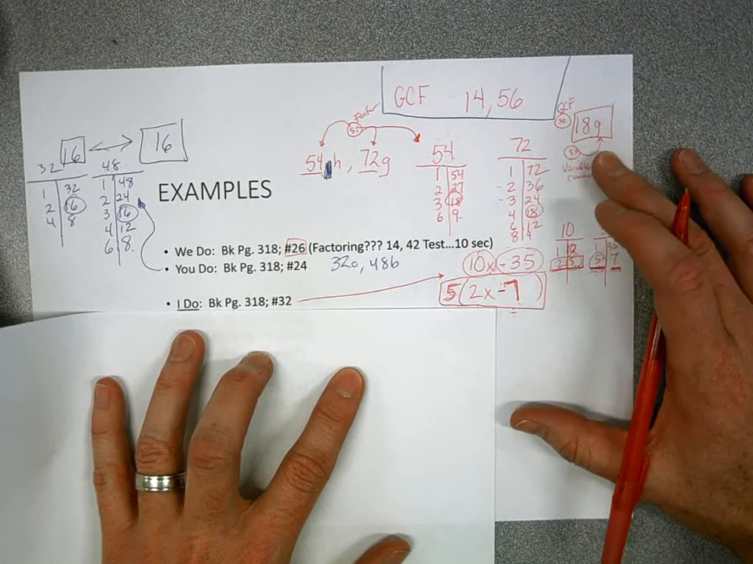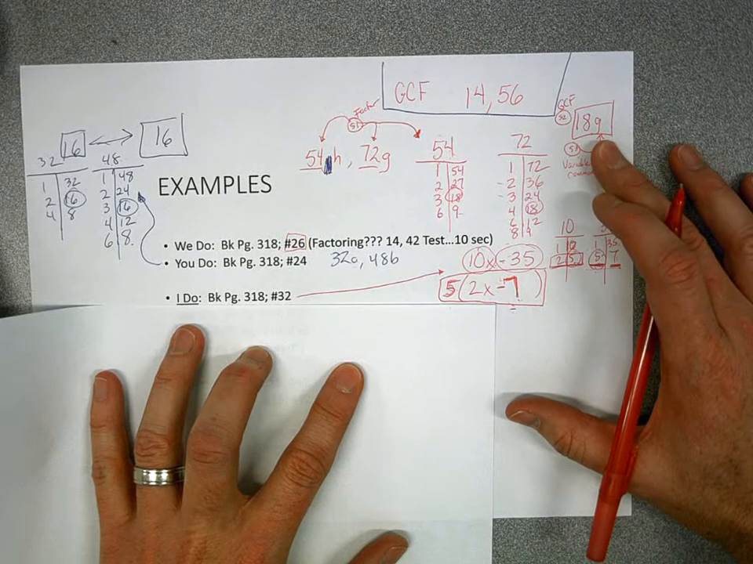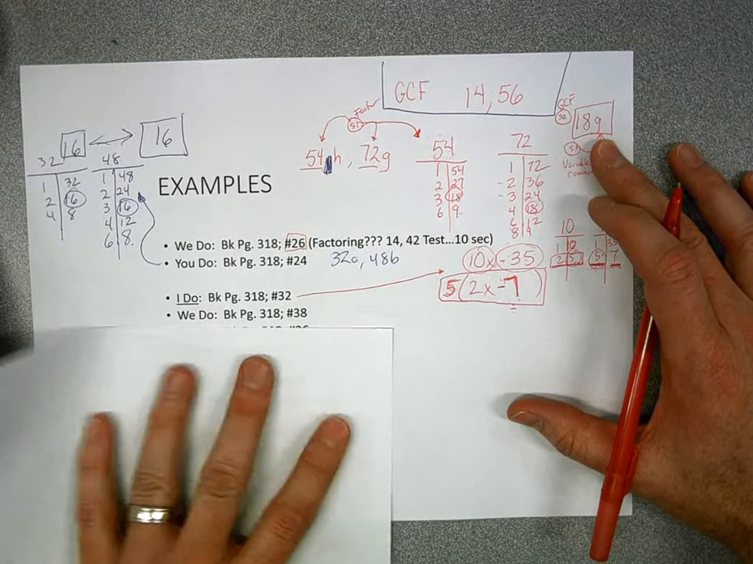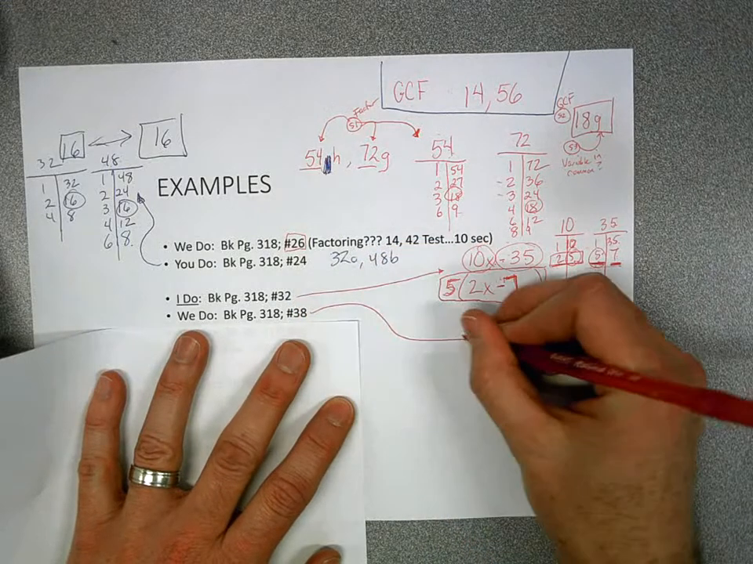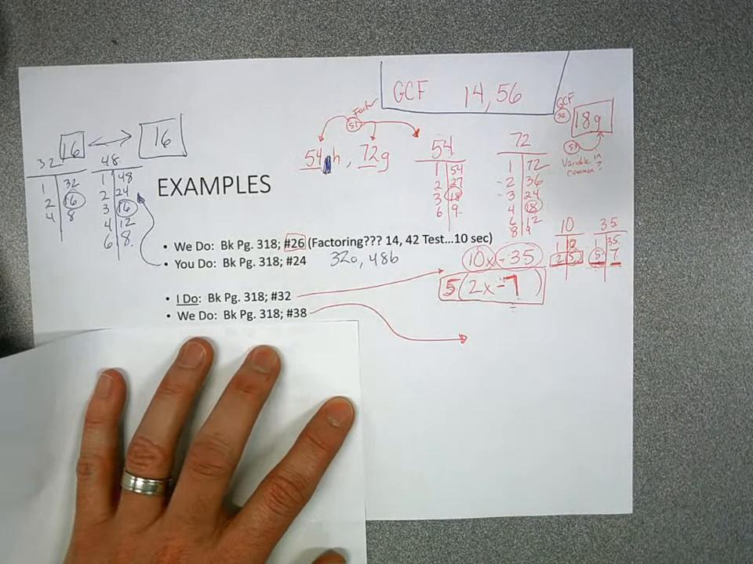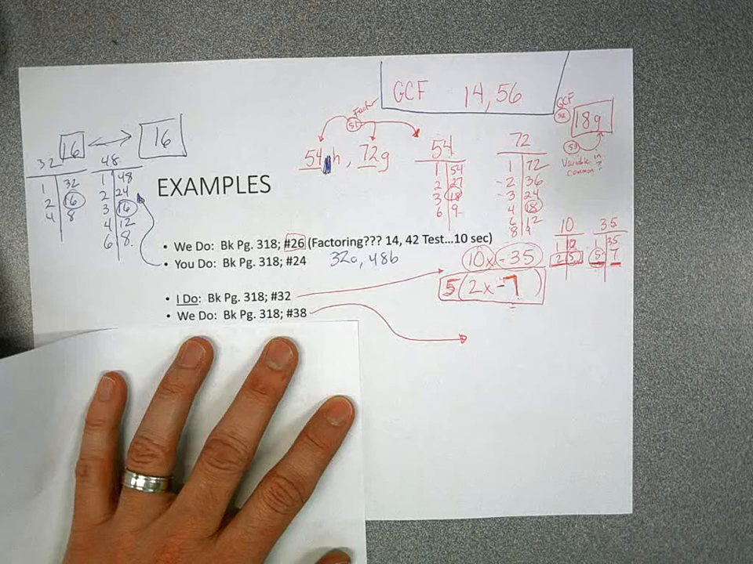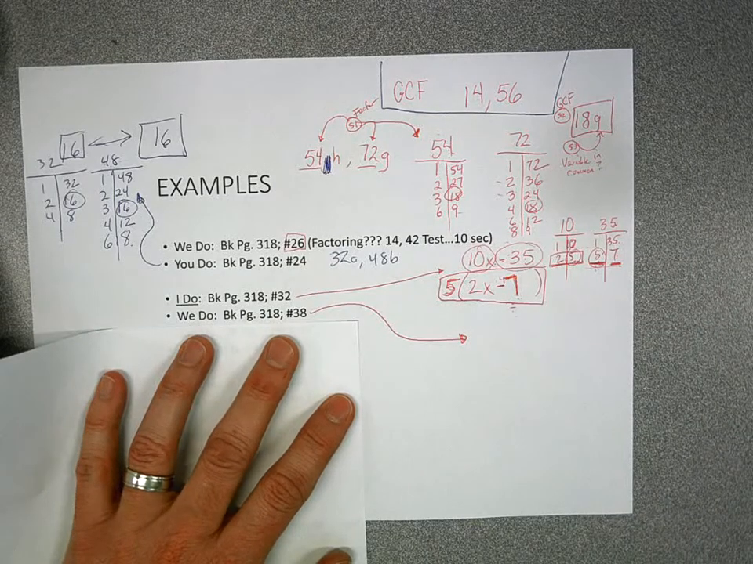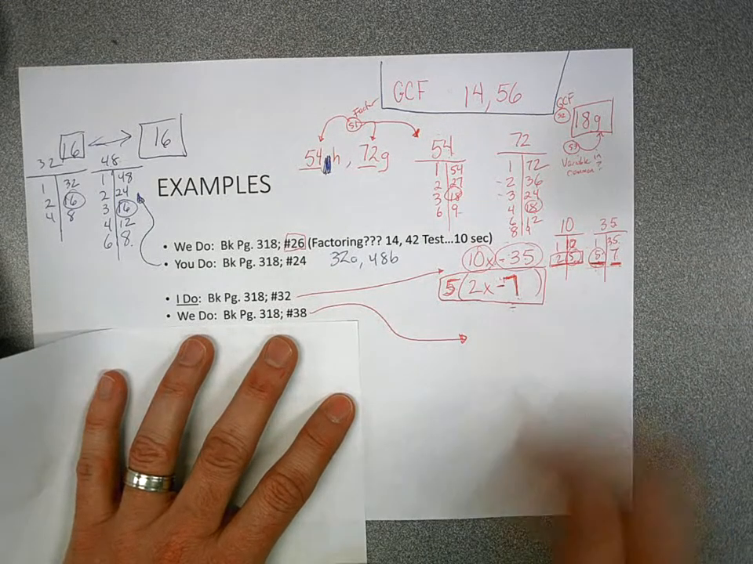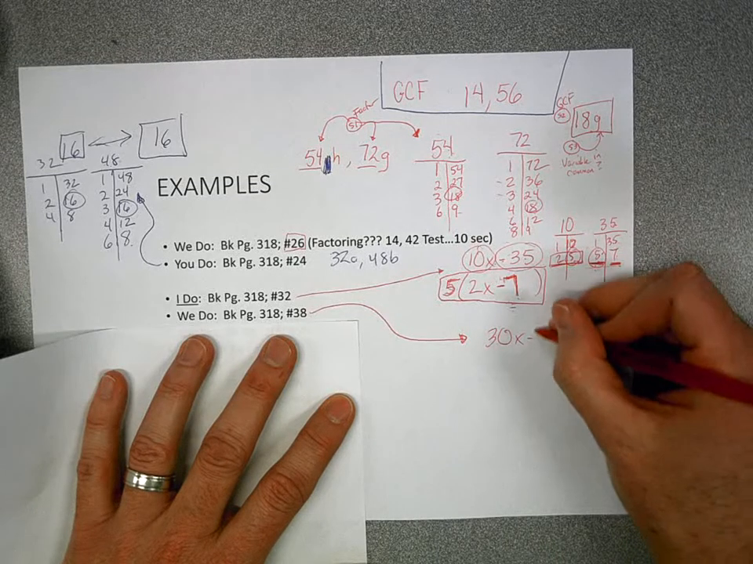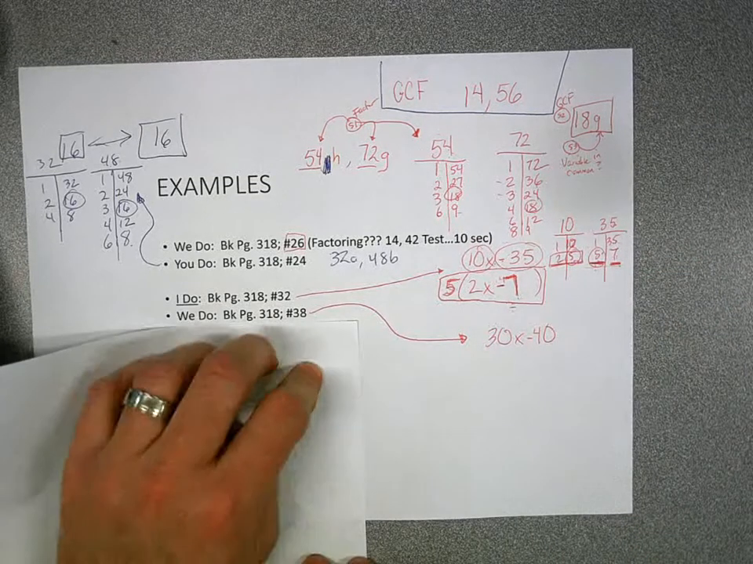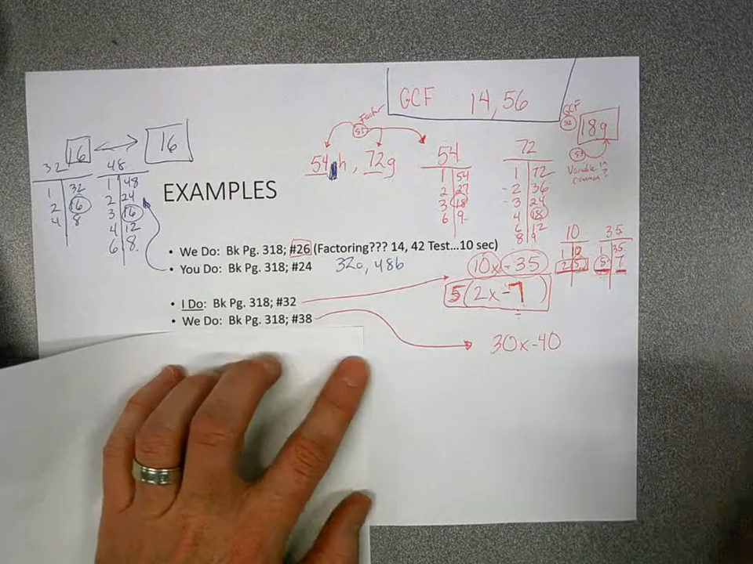Okay. Now let's go ahead and do this one together. I promise I won't make a silly mistake like that again. All right, let's go step by step here. Page 318, or it ends up being on 319. Problem 38 is 30x minus 40. All right, here we go.